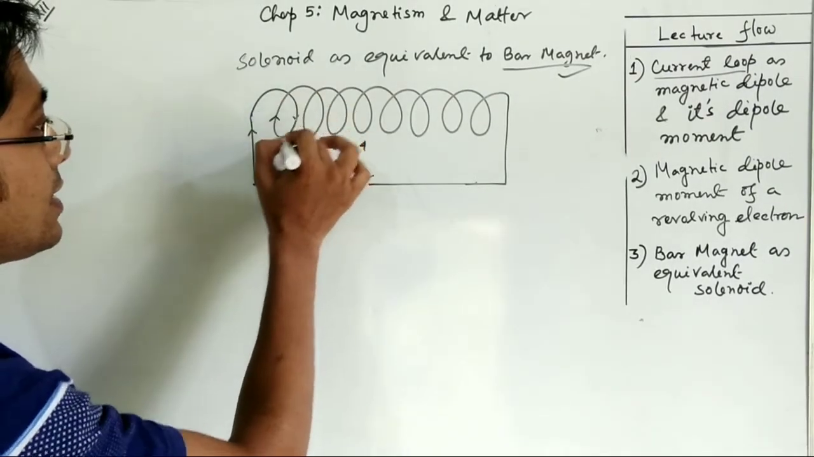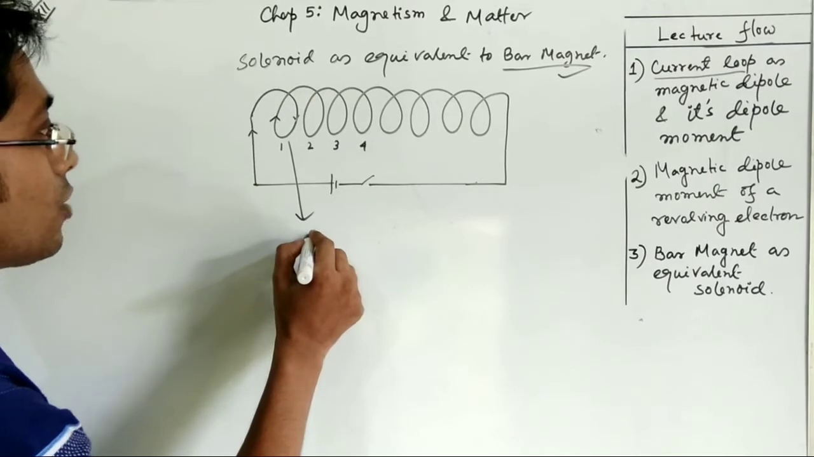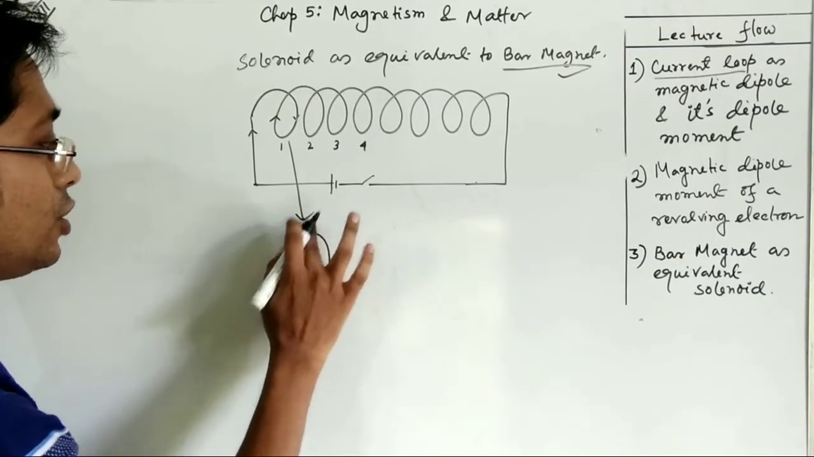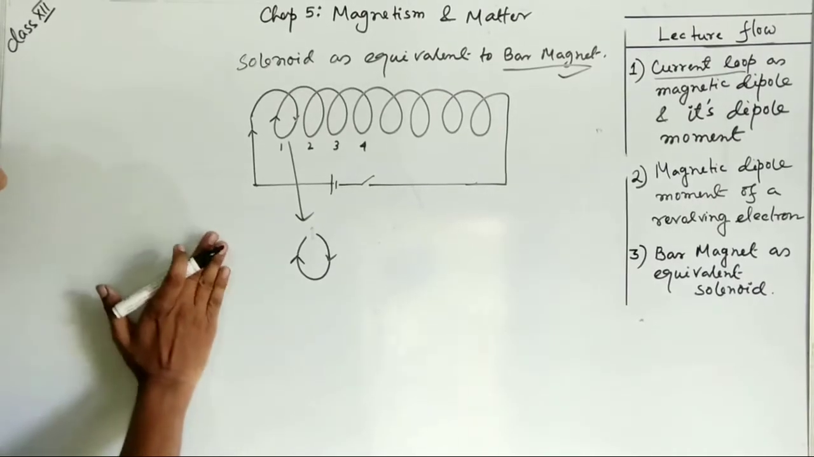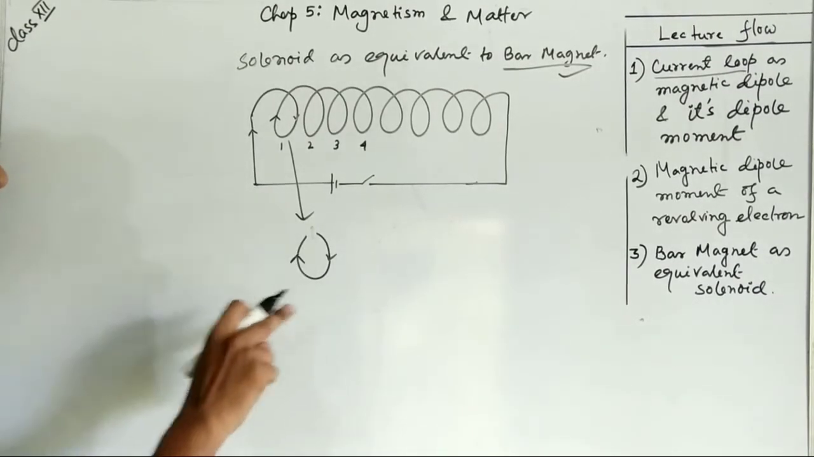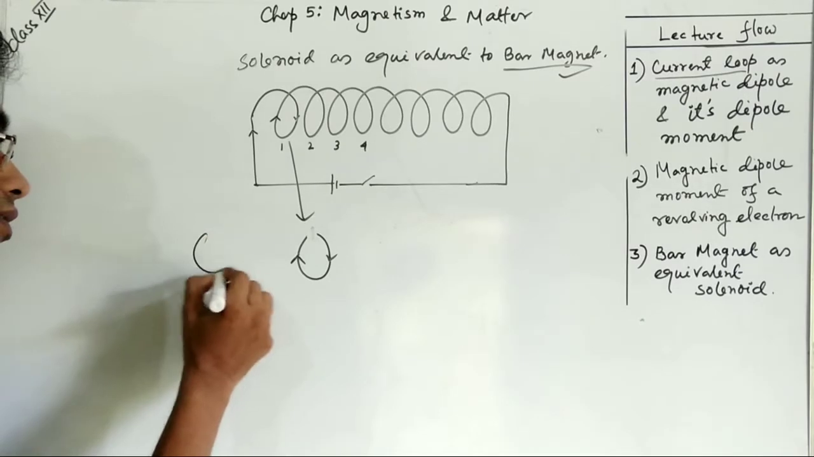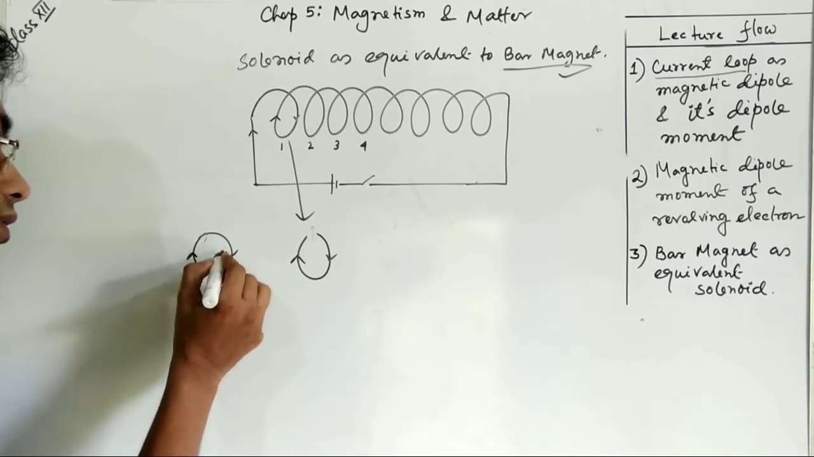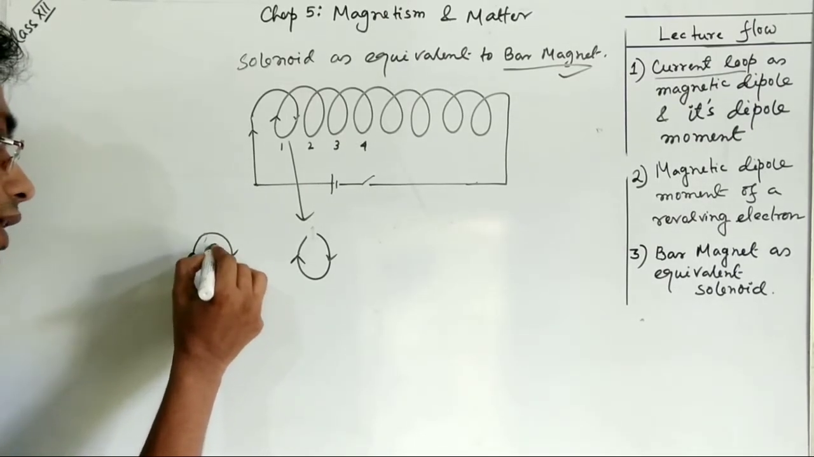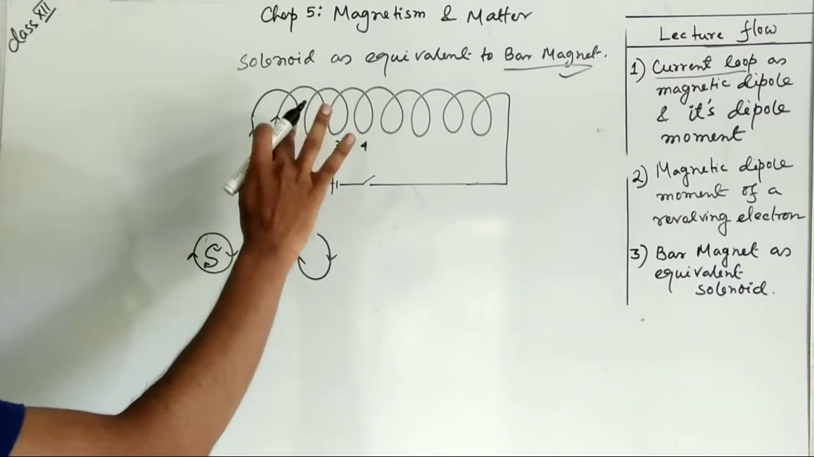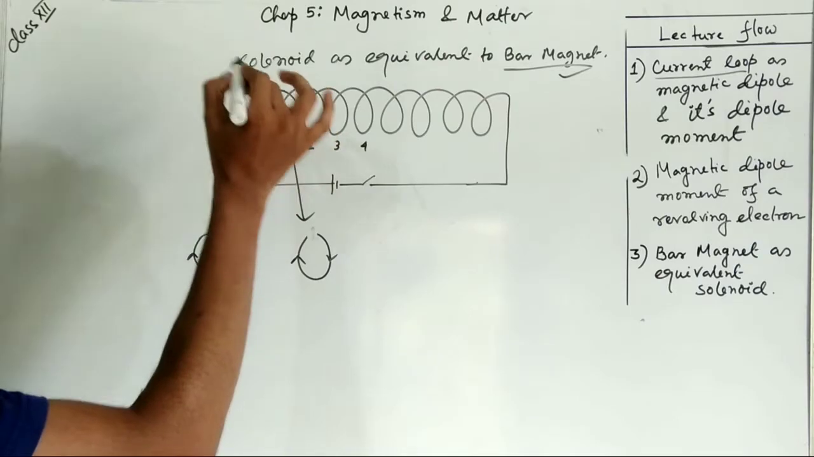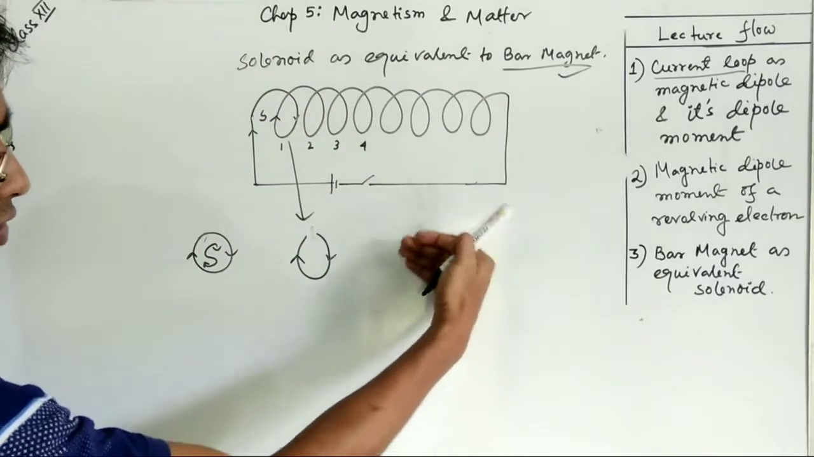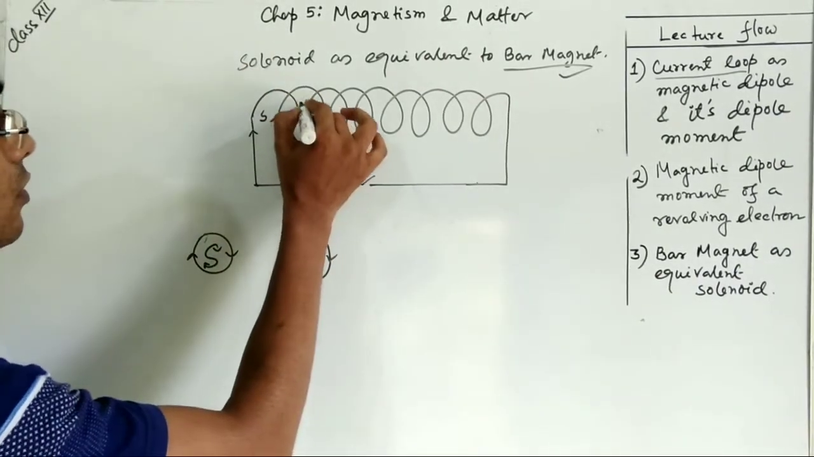Now suppose we are taking this circular loop. Current is flowing in this direction, so if we see from this side, it will be a clockwise direction. Clockwise means south pole. So on the left hand side of the circular coil, the pole formed will be south pole, and if you see the opposite side, it will be north pole.